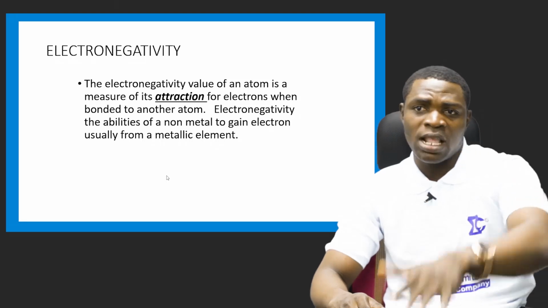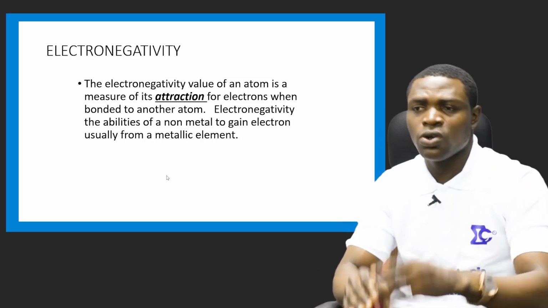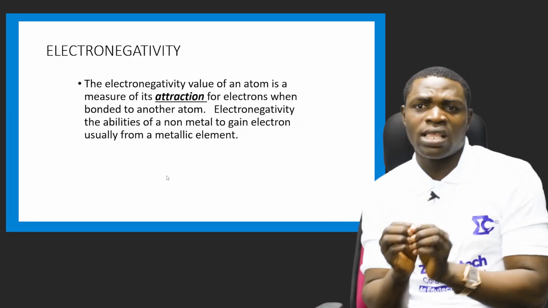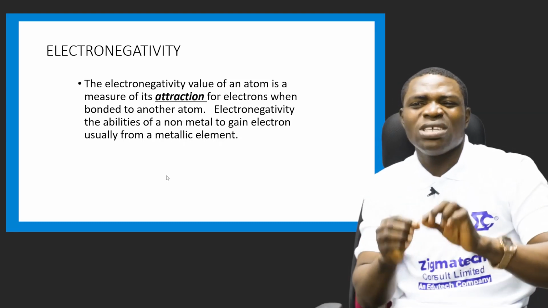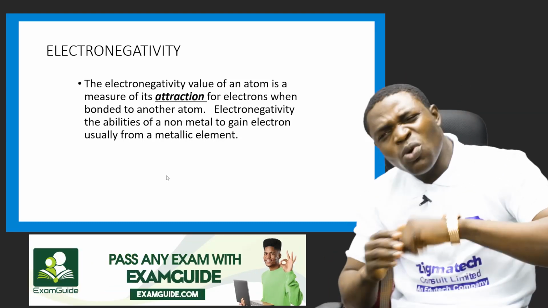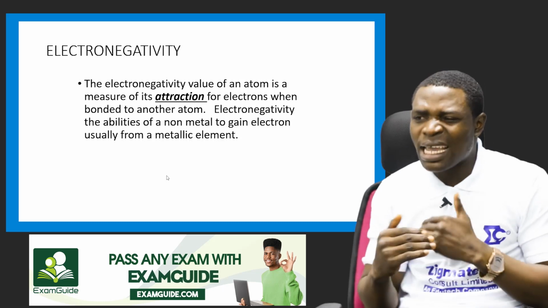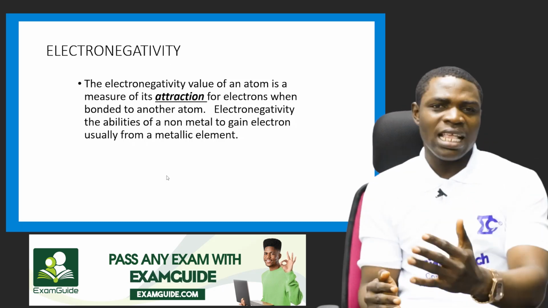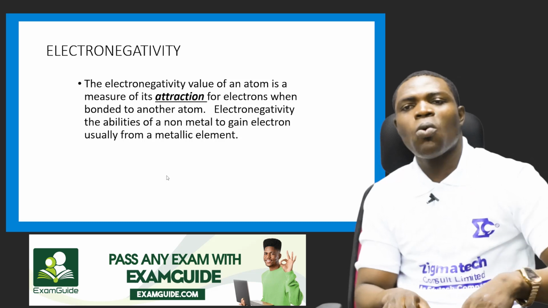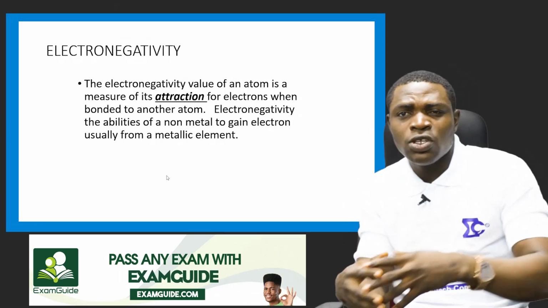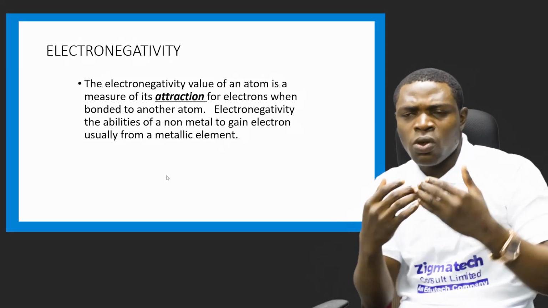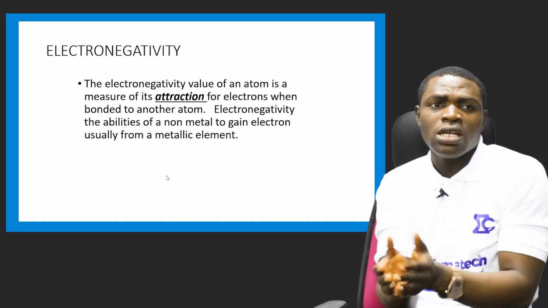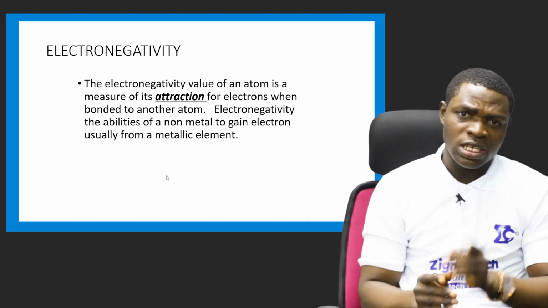This is exactly what we are applying right here, right now. So the electronegativity value of an atom is the measure of its attraction for electrons. You will understand that metals tend to lose electrons for them to become stable, while non-metals tend to gain electrons. Because look at fluorine, look at chlorine.